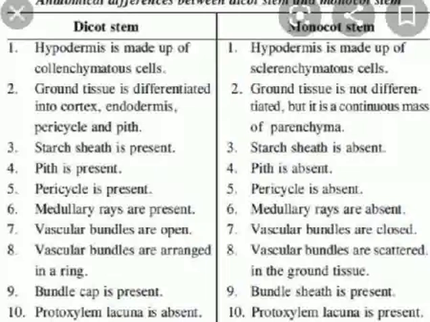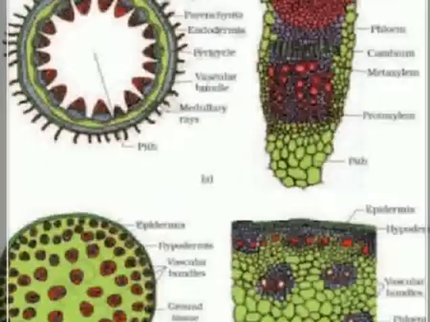Similarly, vascular bundles are arranged in a ring in dicots. They are scattered in the ground tissue in monocots. Bundle cap is present, bundle sheath is present in the case of monocots. Hypodermis is made up of collenchymatous cells in the case of dicots, whereas it is made up of sclerenchymatous cells in the case of monocots.